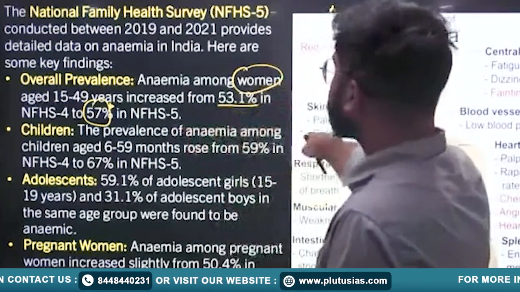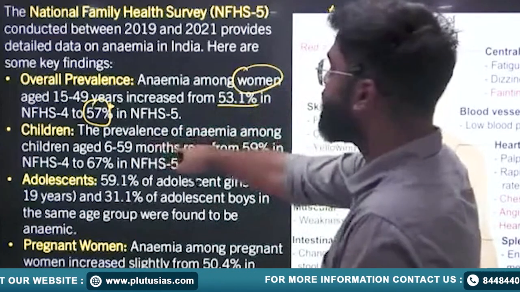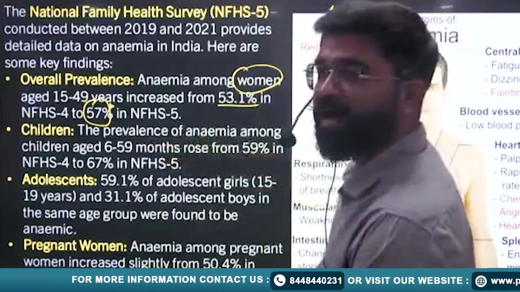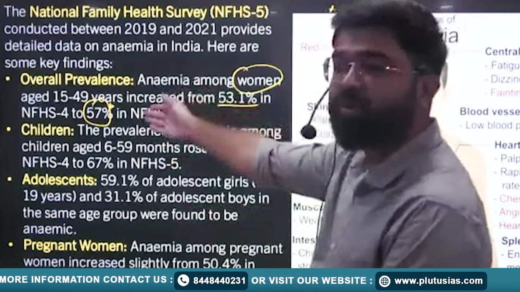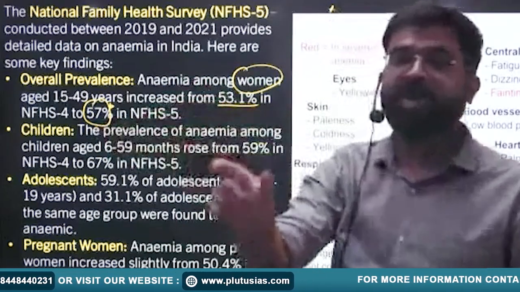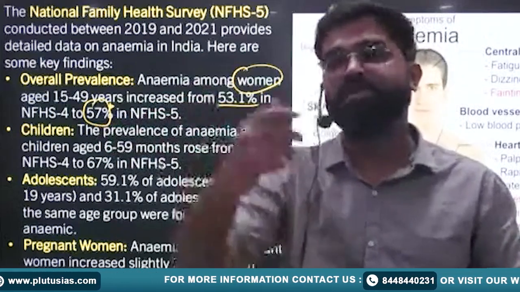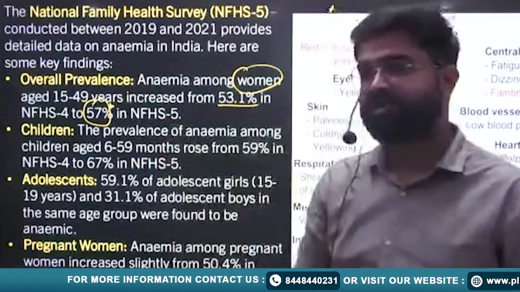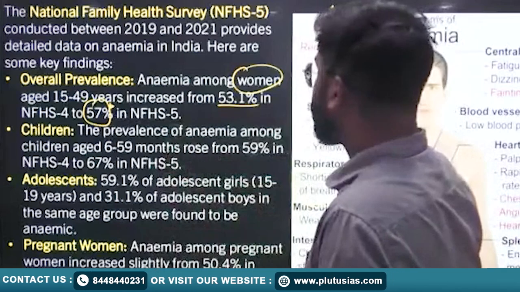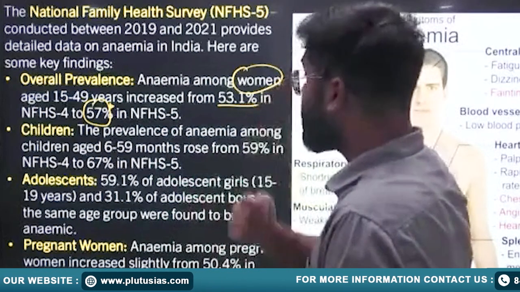Now the prevalence of anemia among the children is 59% in the National Family Health Survey. Now it is clear why, because 57% of total mothers, 15 to 49 years of age, which is the childbearing age for women. If the mother is having anemia, then children will be having anemia. Reason is this. Adolescents: 59.1% of adolescent girls and 31% of adolescent boys in the same age group were found to be anemic.